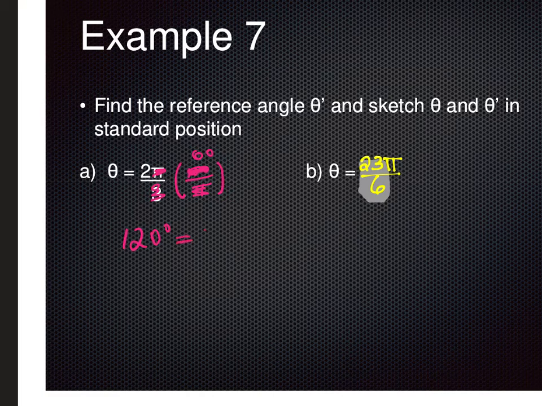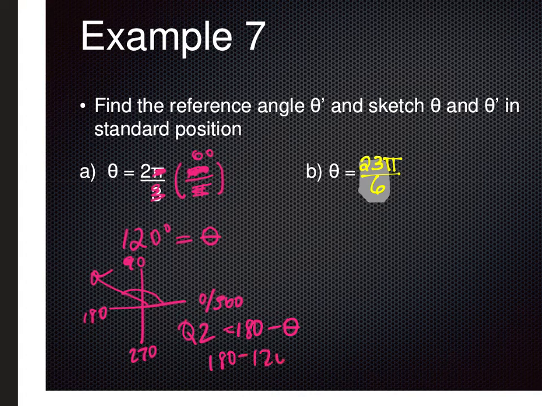That's our theta. Now, what I'm doing is showing you how to show me work. So this is 0, 360, 90, 180, 270. Where does 120 fall? Quadrant 2, somewhere over here. What is the rule for quadrant 2? 180 minus theta. So I have 180 minus 120, and I get what?